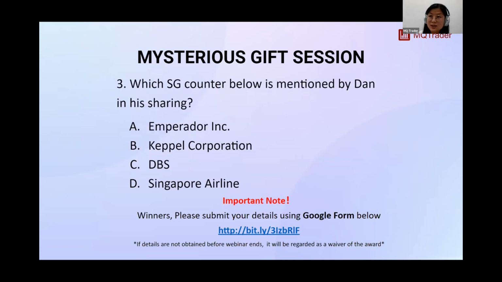Last question, ready? Which SG counter below is mentioned by Dan today? It's very obvious. Okay, so the answer is Keppel Corporation, Keppel REITs. So the winners are user and also Chill. Remember to use the link to send us your contact details so that we can arrange the gifts for you.